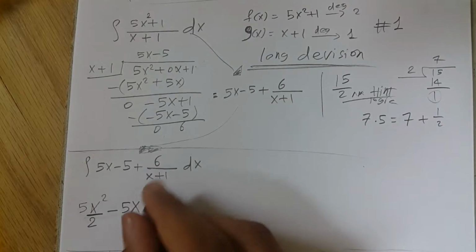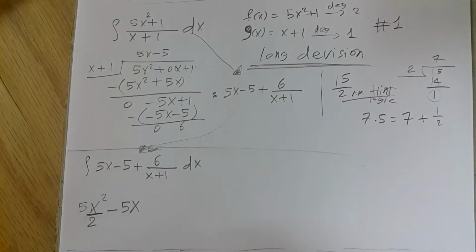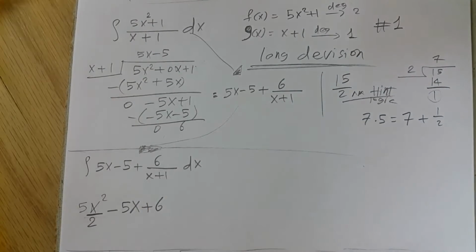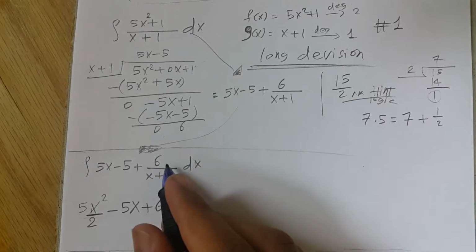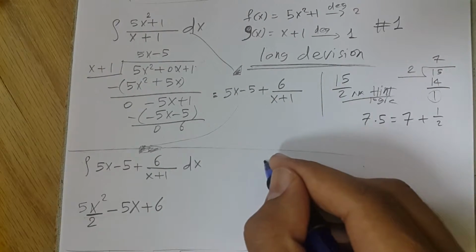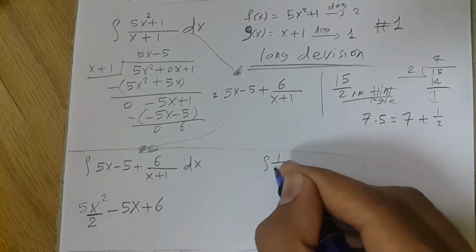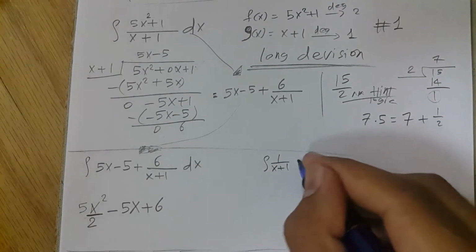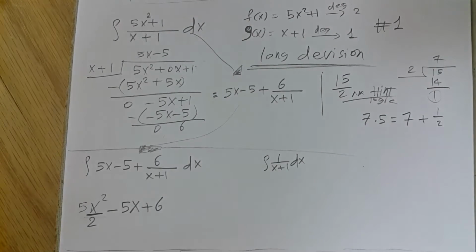Okay, now, this is the place where some people get confused. This is very simple actually. So plus 6. Pull the 6 because the 6 is a constant, right? And the thing is, we have the integration of 1 over x plus 1 dx. What is the integration of 1 over x plus 1?